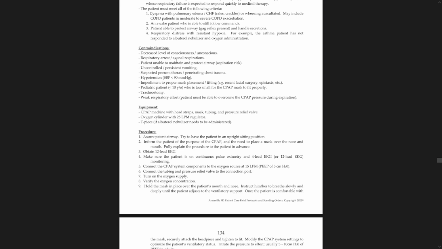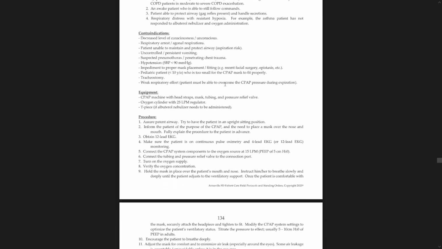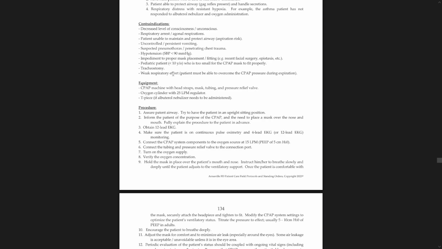A patient is unable to maintain and protect their own airway. They have uncontrolled or persistent vomiting. Suspected pneumothorax or penetrating chest trauma, hypotension less than 90 units, impediment to proper mask placement or fitting, e.g. a recent facial surgery or epistaxis, a pediatric patient less than 10 years old who is too small for the CPAP mask to fit properly, a tracheostomy, weak respiratory efforts. The patient must be able to overcome the CPAP pressure during expiration.